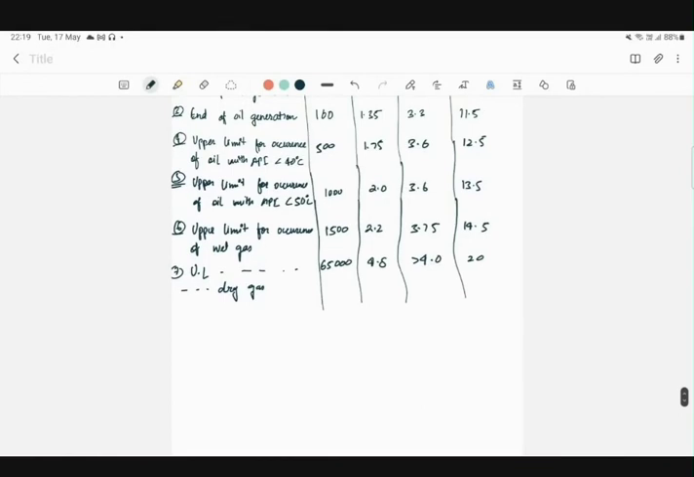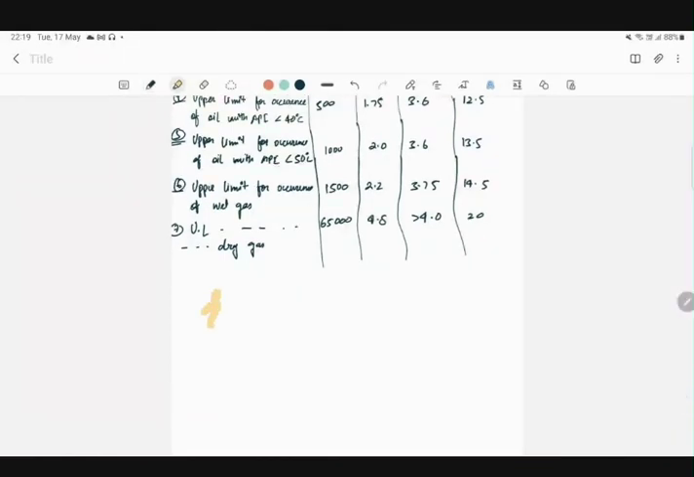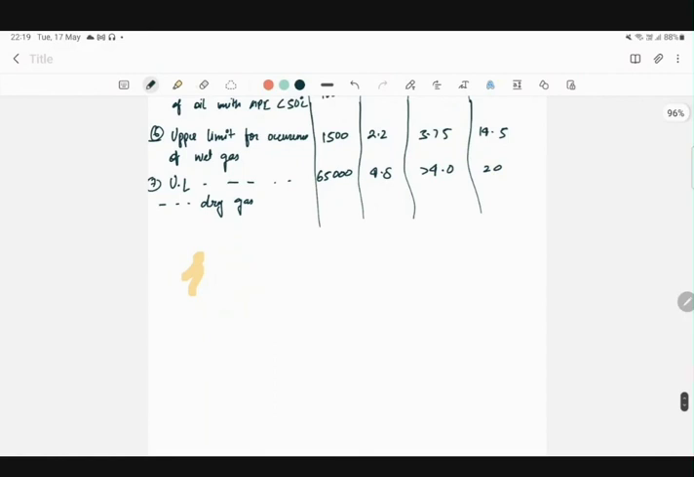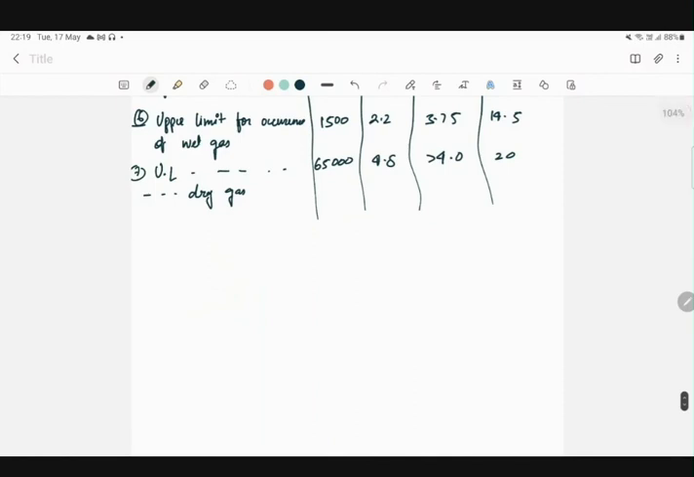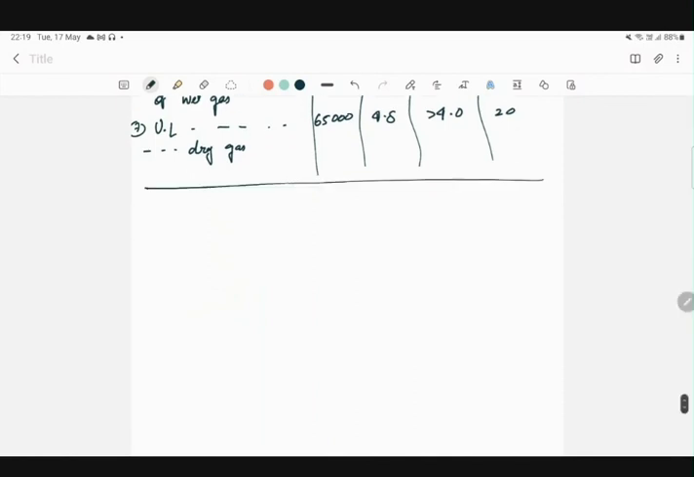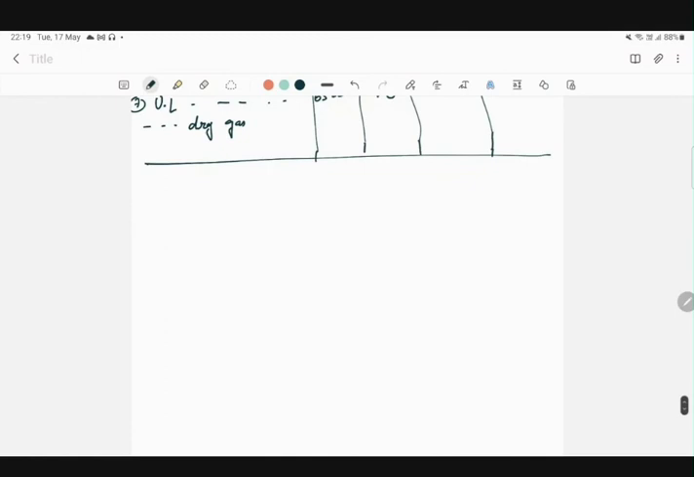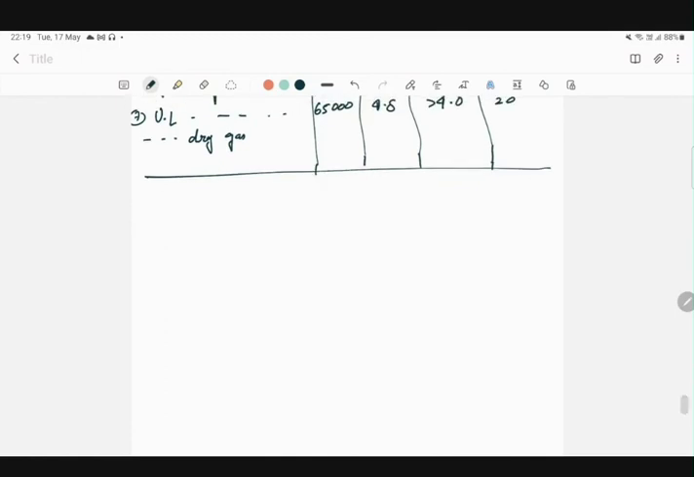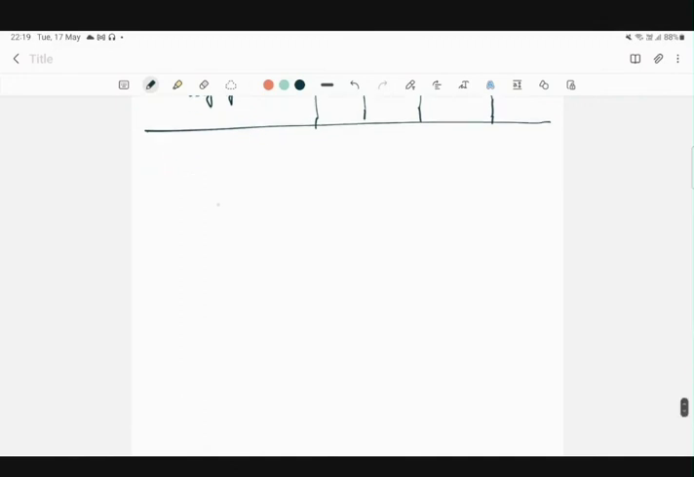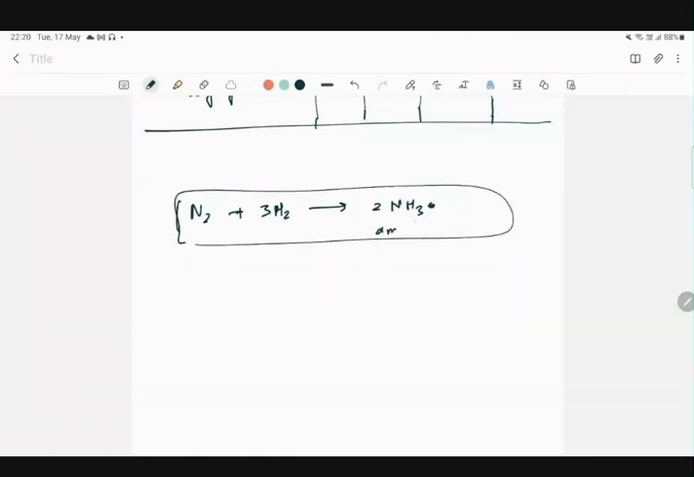My screen is visible? Yes, sir. So we discussed that to start the reaction we need a large amount of energy. And this is like you can say this is a rule. To start any reaction we need a lot of energy. You can take the example of any reaction. For example, N2 plus 3H2 gives 2NH3. So this is the reaction for the formation of ammonia.